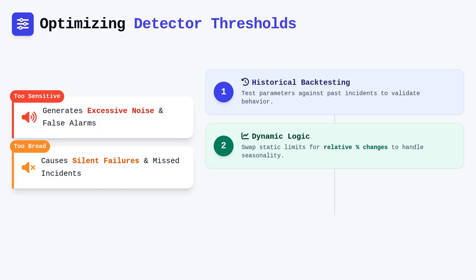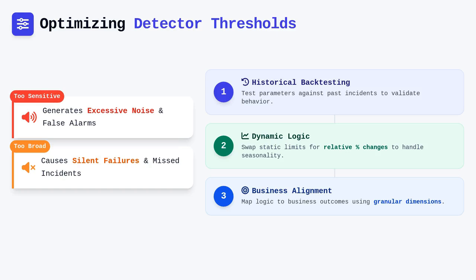If your detector uses static thresholds, consider whether the underlying metrics exhibit seasonal fluctuations that a static value cannot adequately represent. Introducing dynamic thresholds or relative changes, such as percent changes over time, often solves the problem of needing to constantly recalibrate static limits. Always map your detector logic back to the business outcome you are trying to measure, ensuring that the dimensions utilized are granular enough to support the specific alerts you require.